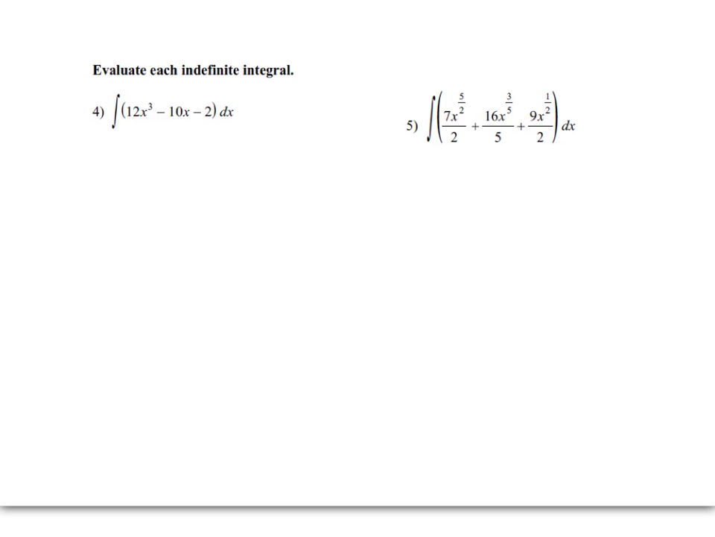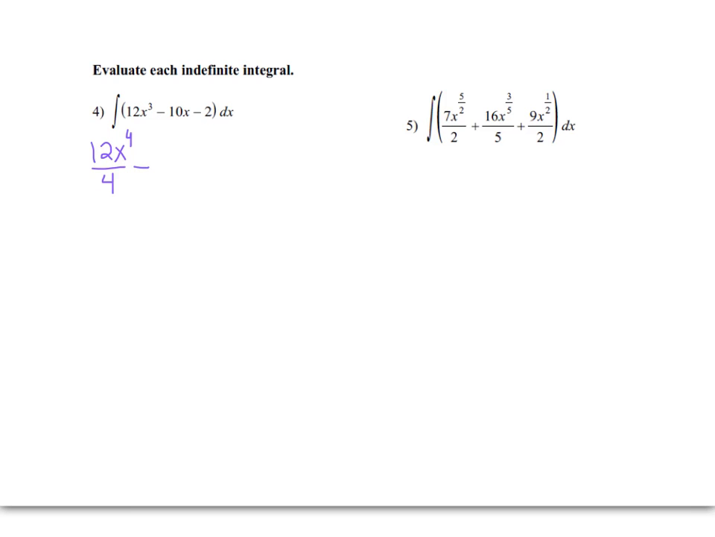Evaluate each indefinite integral. So we're going to start off with a little power rule. It's indefinite because it doesn't have numbers, which means at the end of this we'll have to put a plus c. On number 4, we're going to add 1 to our power and get 4, and then divide by that 4. So that's going to be 12x to the 4th divided by 4. Now that's going to simplify in the next step.